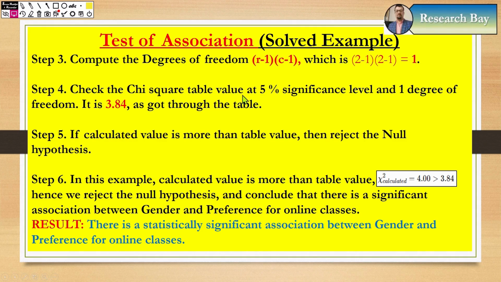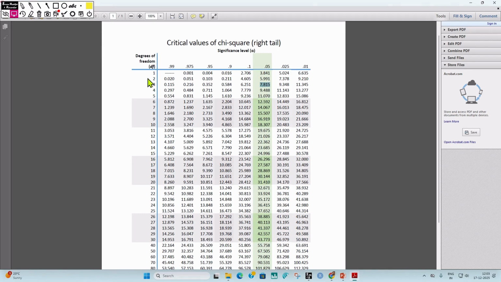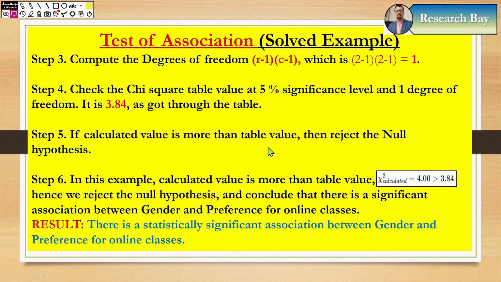Now check the chi-square table value at 5% significance level and 1 degree of freedom. It is 3.84 as got through the table. So this is our table. Now we want to see 1 degree of freedom. This is the 1 degree of freedom and 0.05 level of significance. It is 3.841. So as in this example, you see the calculated value is more than the table value. It was 4 and the table value is 3.84.